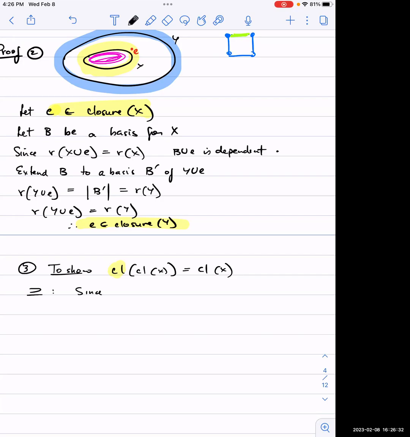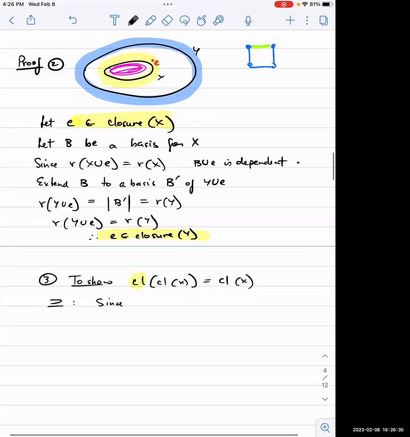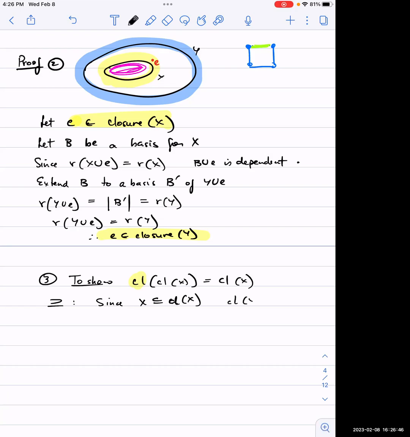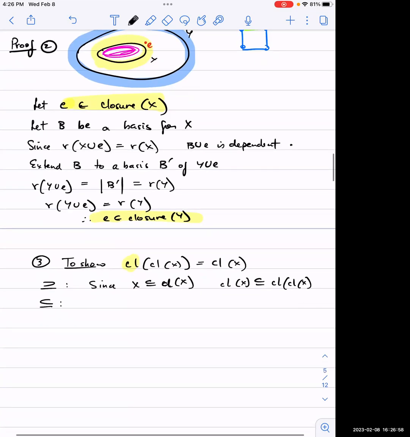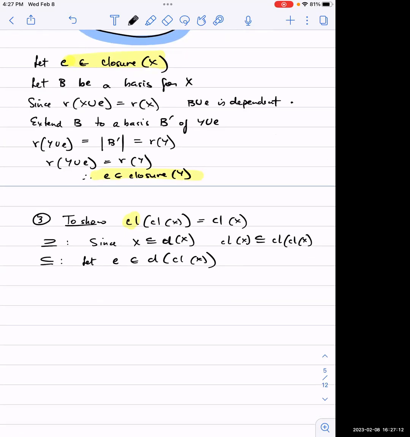Since X is contained in the closure of X, right? Closure of X is a subset of closure of closure of X. That's it. And then the other direction. Let's take E to be in the closure of the closure of X. I apologize, the CLs look like Ds or something. That's why I was spelling it out earlier.